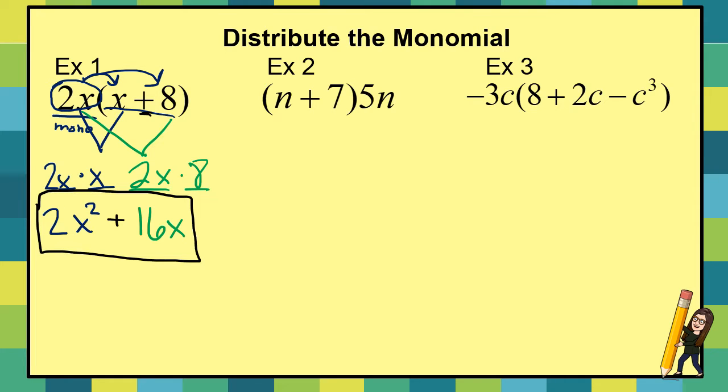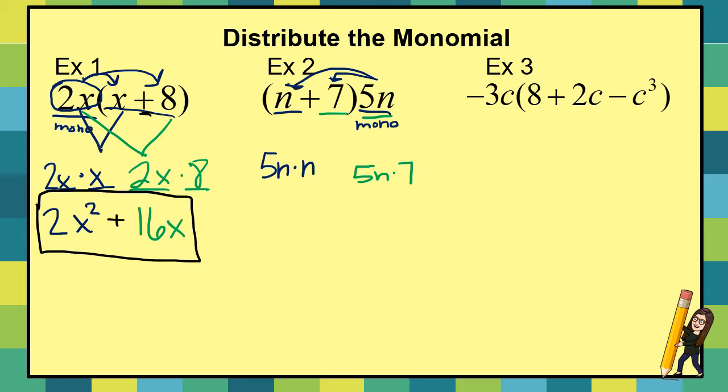Now, in example 2, the only difference here is that my monomial's on the right side. It doesn't matter where I'm standing as a teacher in front of the class, right? What matters is that if I'm distributing that piece of paper, that everybody in the class gets that piece of paper. So again, I'm going to show the work. You don't have to, but I have 5n times n. That'd be the first set of terms. And then I also have the 5n times 7.